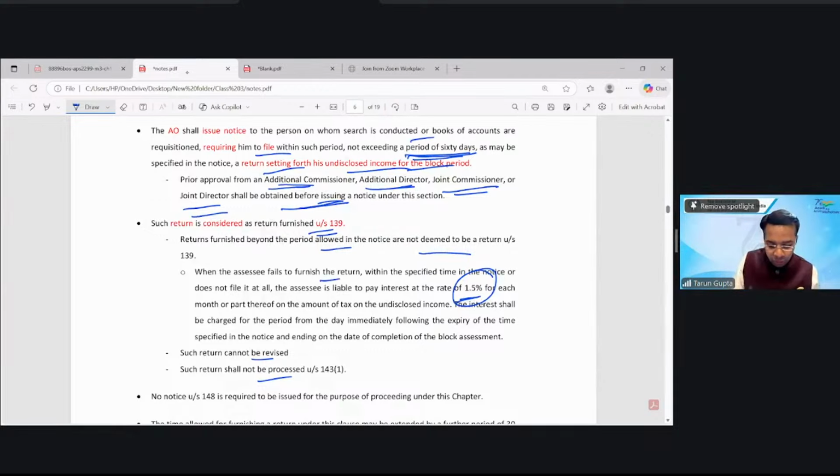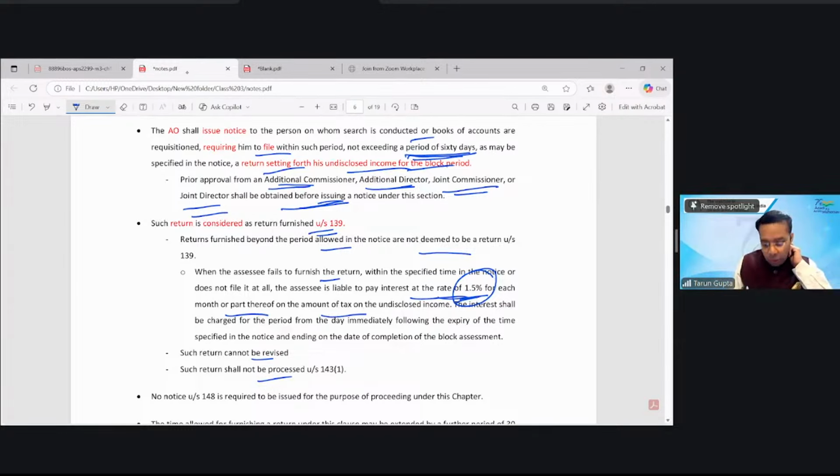When the assessee fails to furnish the return within the time specified in the notice or does not file it at all, the assessee is liable to pay interest at the rate of 1.5% for each month or part of the month. In 234A, it was 1%, here it's 1.5%. In such a case, interest under section 234A is not levied; rather this interest is levied, which is 1.5% for every month or part of the month.